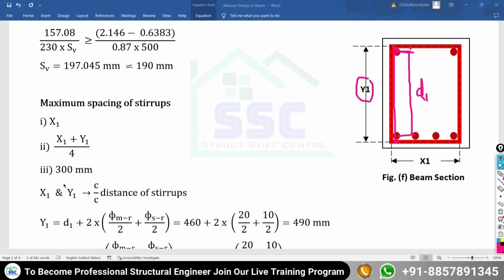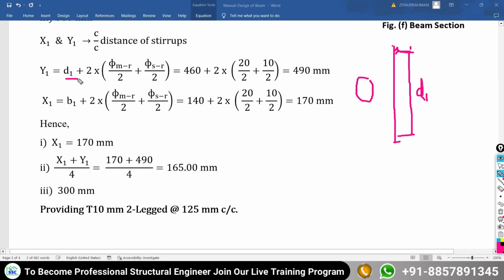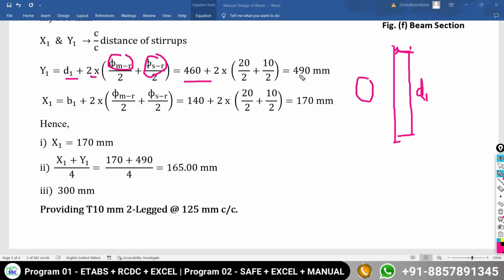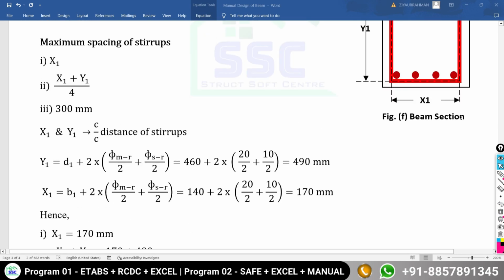So I am going to do the same thing. Here it is: d1 plus 2 times half of your main reinforcement plus half of your shear reinforcement. After doing the calculation, we are getting the value as 490 mm as y1. Likewise, you have to do the calculation along the width.